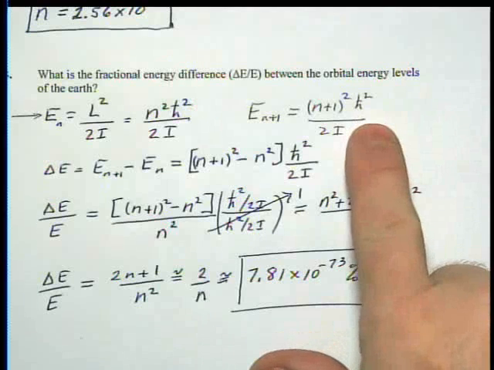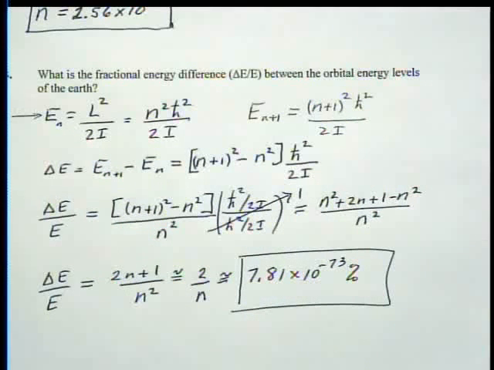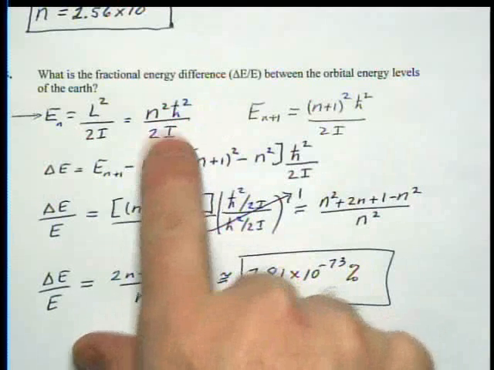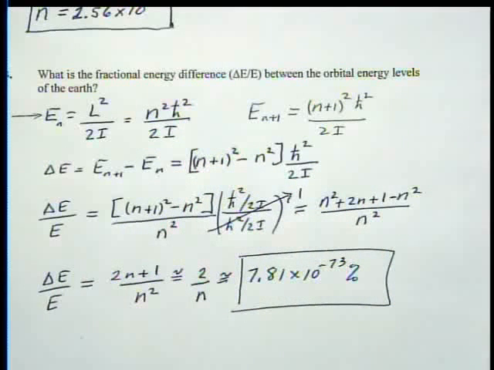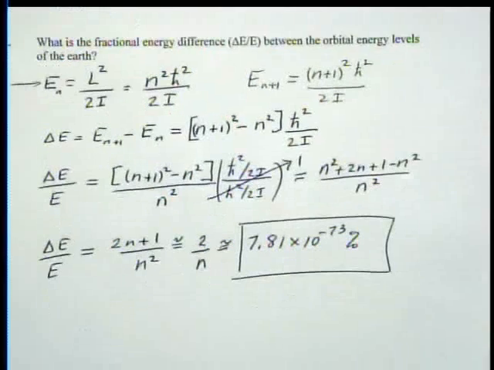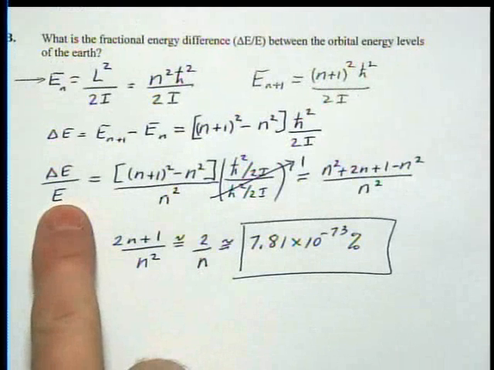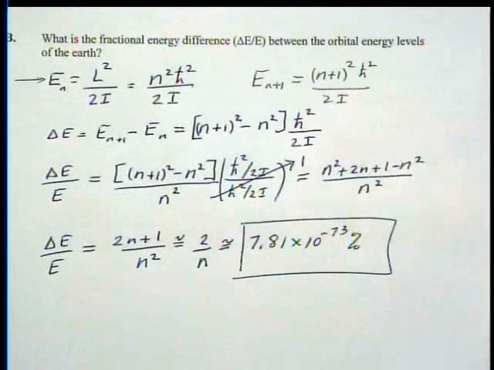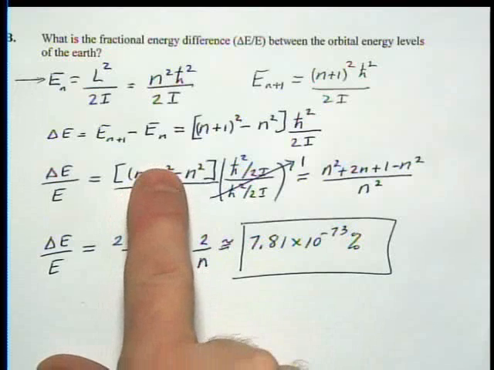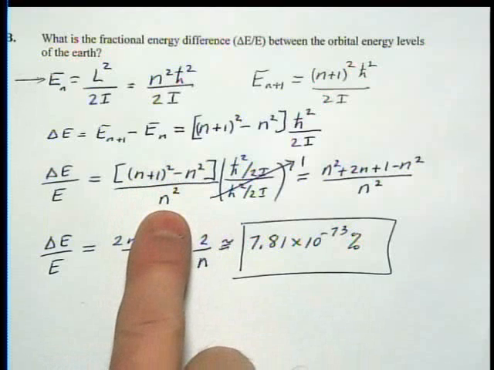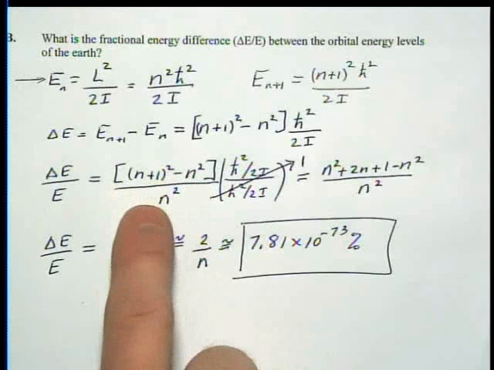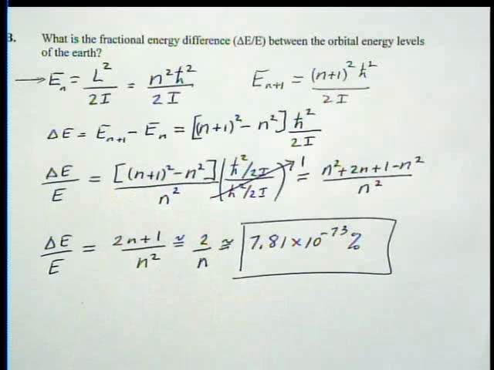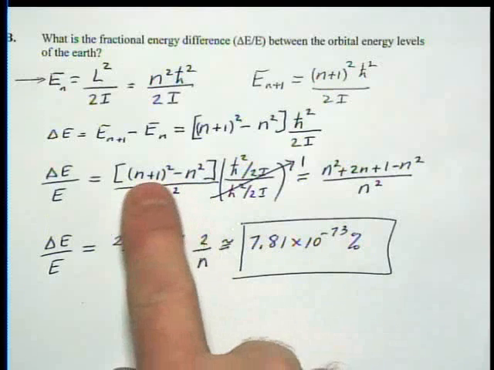So if you take this and you subtract that, notice you can factor out the h bar squared over 2I, and it leaves you n plus 1 squared minus n squared. If you then divide by the original energy, all of this h bar squared over 2I cancels out. All that matters is the n plus 1 squared minus n squared and the n squared on the bottom. Well, n squared over n squared is 1. And the n plus 1 squared over n squared is not much more than 1. Well, you can find out what it is. You just go and multiply that together.